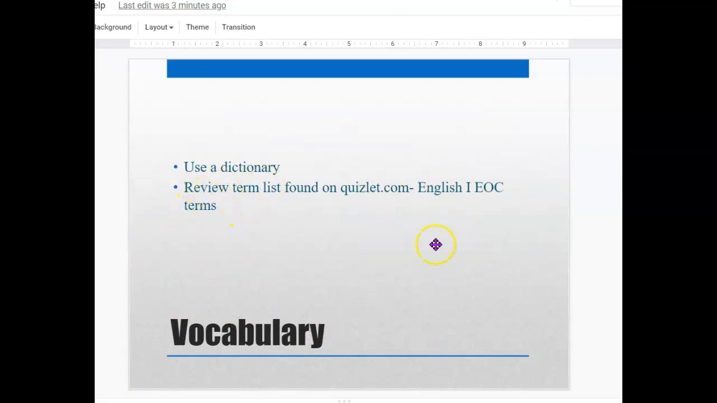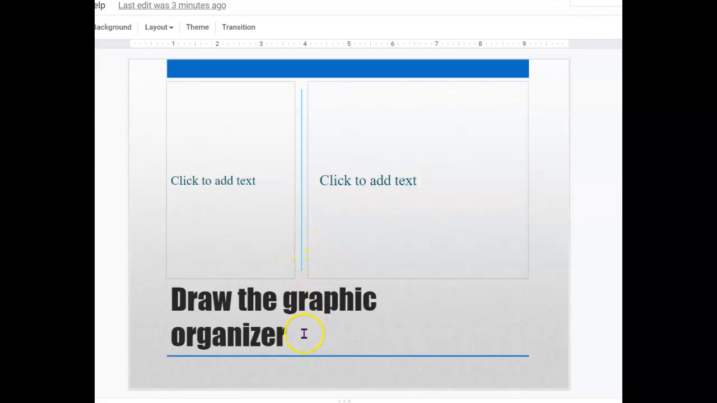I don't know if I have this Quizlet for English 1 EOC terms up and running yet, so you don't have to pay attention to that right now. Make sure you can draw the graphic organizer without looking at it. So I suggest today you try to see, do I know all the parts I need to have, and then go back and check yourself.